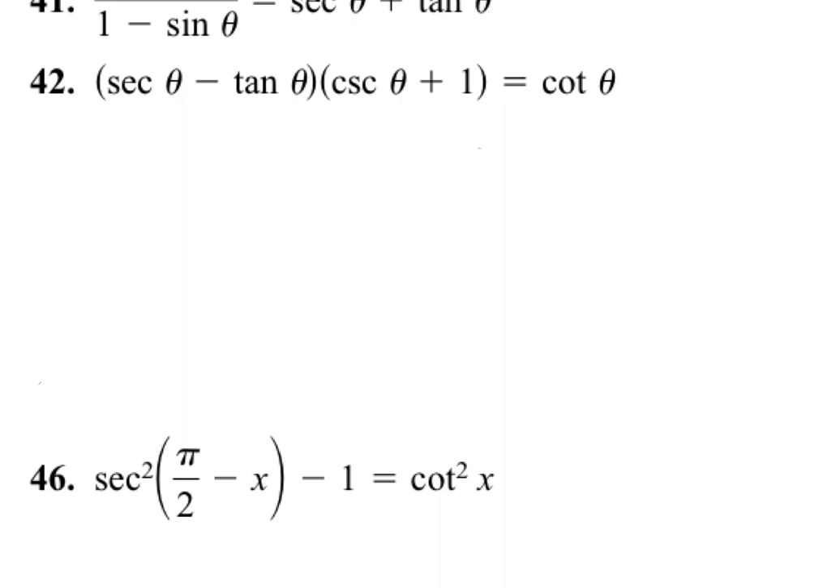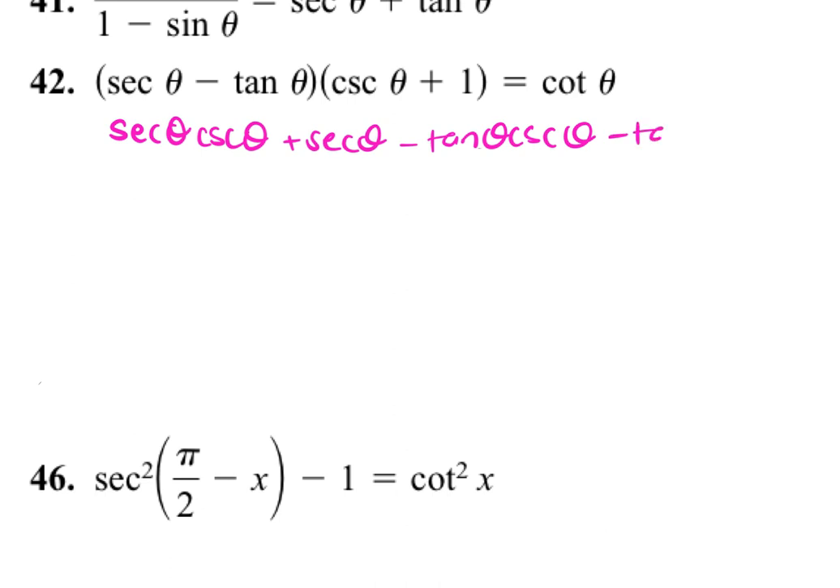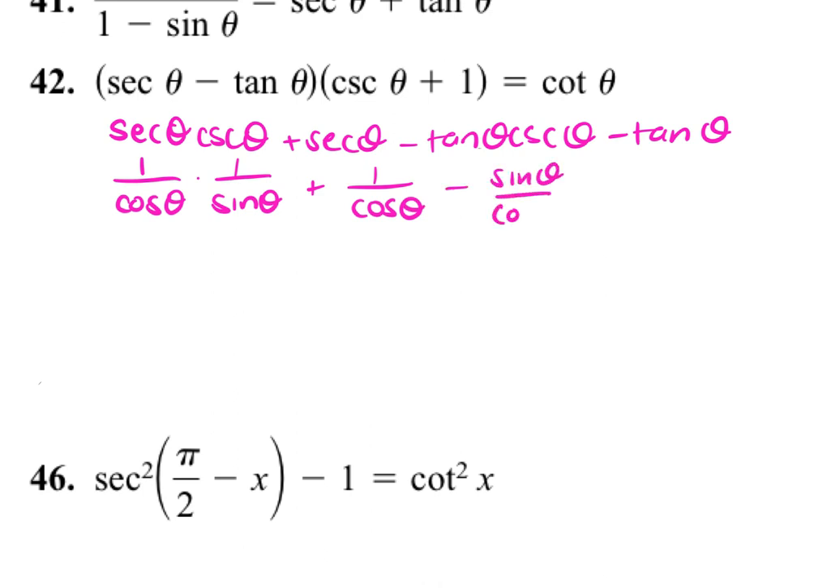Did you do the reciprocals or did you FOIL it out? I tried to use the FOIL. Okay. Let's see. Secant, cosecant, plus secant, minus tan, cosecant, minus tan. All right, then secant is 1 over cosine, and cosecant is 1 over sine. This is 1 over cosine, sine over cosine, and 1 over sine, and sine over cosine.